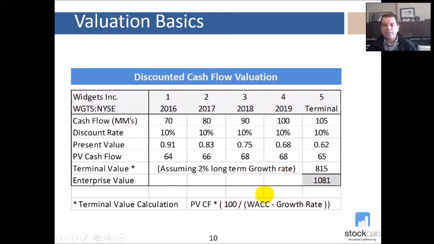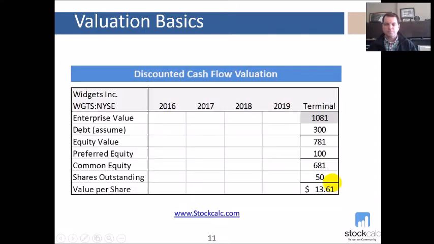100 divided by that gives us a multiple that we can apply to that cash flow to give us the total value of the cash flow beyond the final year, so the terminal cash flow. If we add the cash flows from the first 4 years in this case plus the terminal, we get the enterprise value of the company. So the total value of the company, debt plus equity.